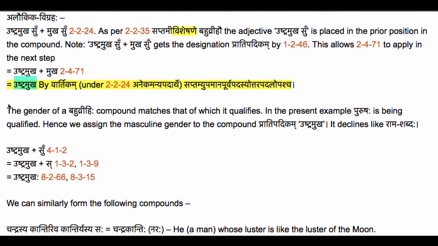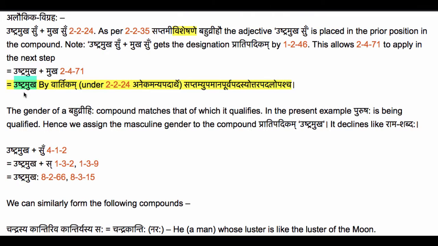The reason we could apply the Vartikam here is that Mukha, meaning face or mouth, is the Upamanam. Somebody's face or mouth is being compared to the face or mouth of a camel. So since the compound Purvapadam Ushtra contains the Upamanam, we apply the Vartikam to elide the Uttarapadam Mukha of the compound Purvapadam Ushtra to finally get Ushtra Mukha as the Bahuvrihi compound Pratipadikam.